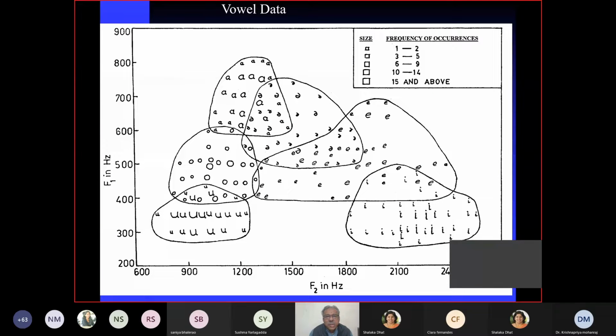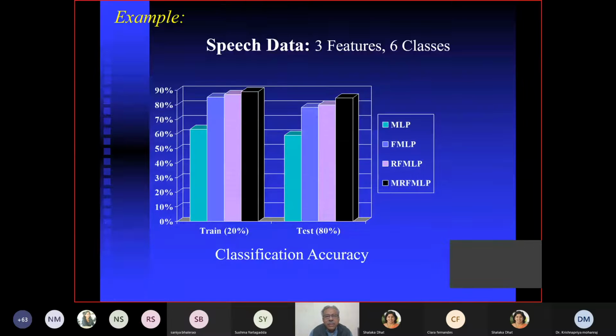And then the same speech data, which I will be using for many pattern problems because this is a very benchmark data showing so much overlapping. You see that it is a 3-feature 6-class problem. We have multi-layer classification training, testing, multi-layer perceptron, fuzzy multi-layer perceptron, rough fuzzy multi-layer perceptron, and modularity. If you look at the training set, as you grow from one, training accuracy is increasing. Similarly, testing accuracy is also increasing.